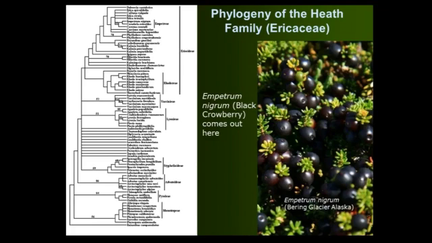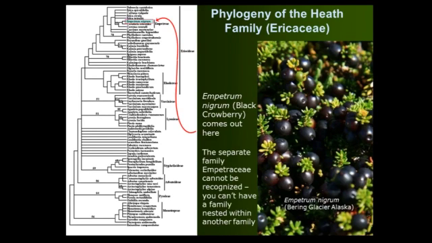So if any group, like a family or a genus, doesn't all come out together in one spot when its phylogeny is reconstructed, that's a problem. So here's the kind of thing you end up with. We all like our nice boreal black crowberry, very rare in Michigan, just on Lake Superior.